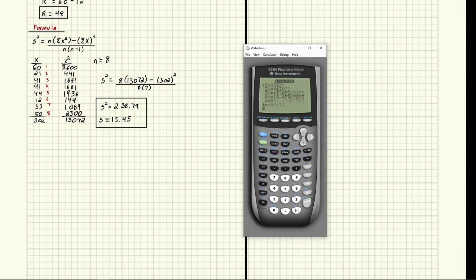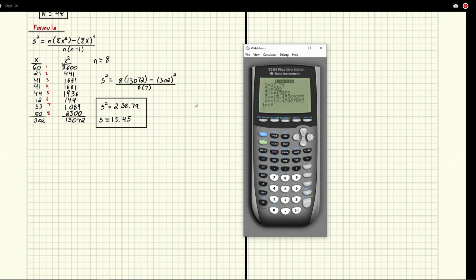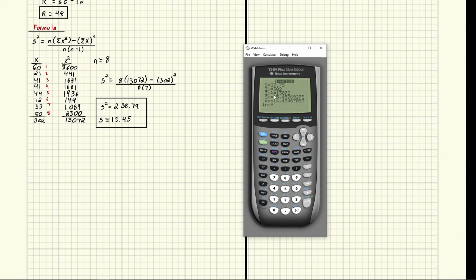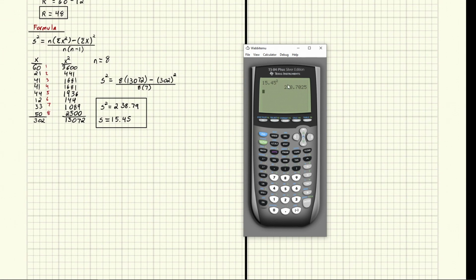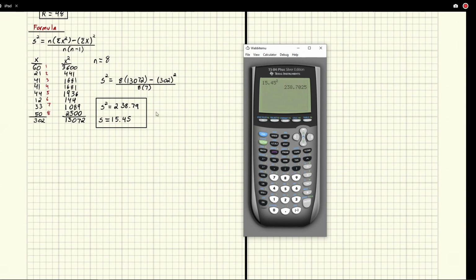And I don't think it gives you the variance. So you actually have to calculate the variance. So you would take 15.45 and square it. So we can do that. 15.45 squared, and you get 238.7. And the rounding is a little bit different, and that's because we just didn't include more decimals. The more decimals we include in both, the more accurate they'll get. So as you can see, we get the same thing.